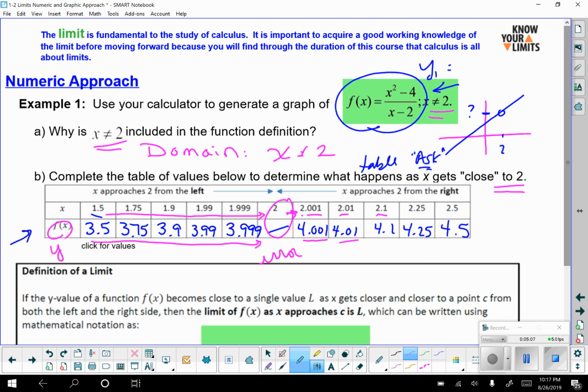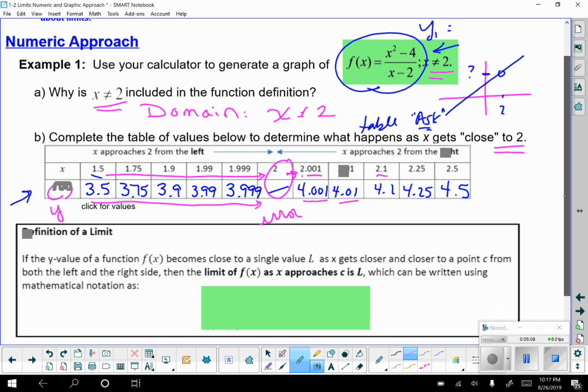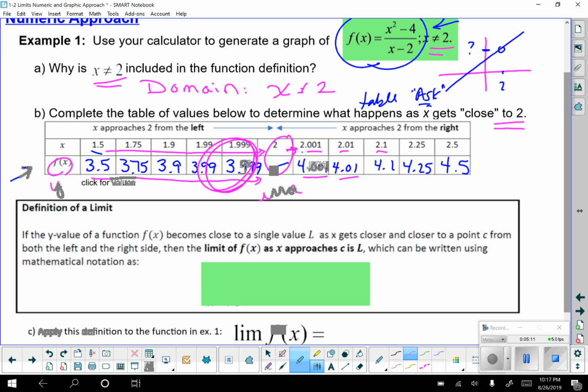So I can look at this function from the left side of 2, meaning looking over here, and then the right side of 2, focusing on what's happening directly to the right of it. And I can get a feel for it: I think this function is getting close to 4 when x is at 2.